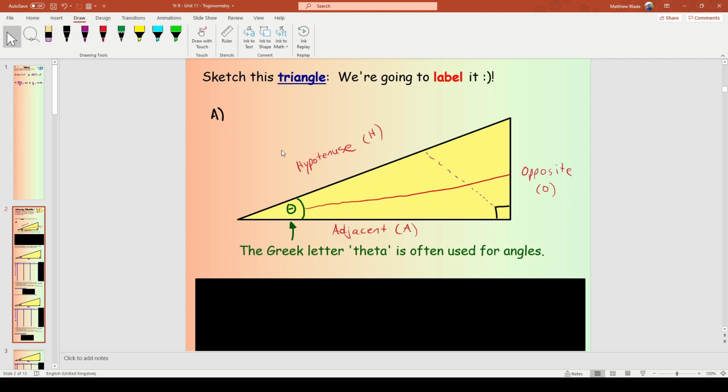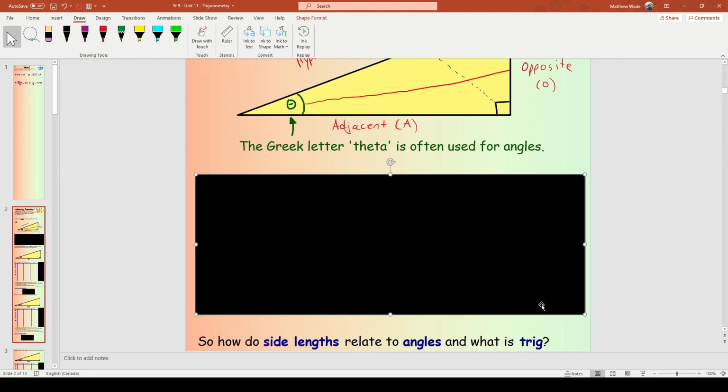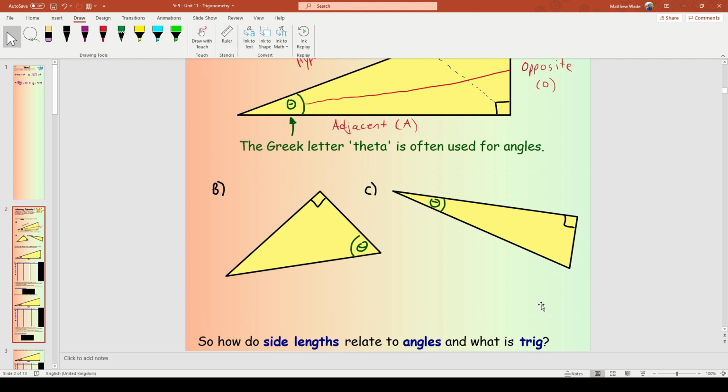So: opposite, hypotenuse, adjacent. Here's what I'm going to get you to do. Just pause the video right now and sketch two triangles, okay? One of them with the right angle at the top, one of them with the right angle on the side, and I just want you to label each side O, A, or H. So you ready? Pause, go.